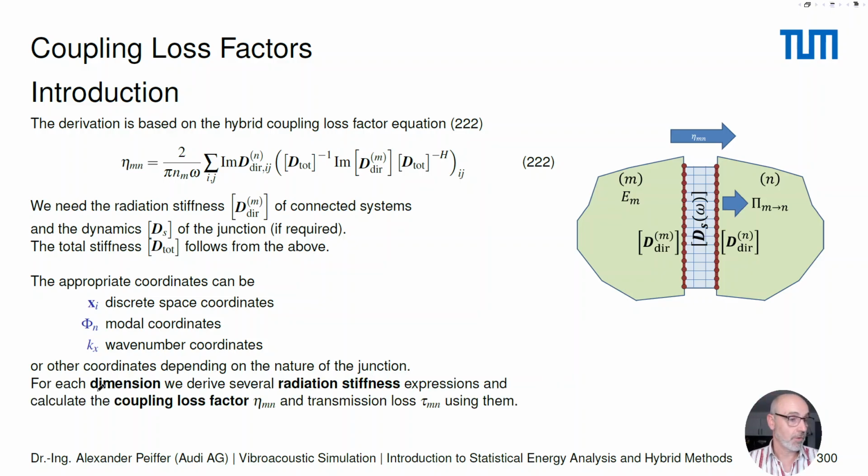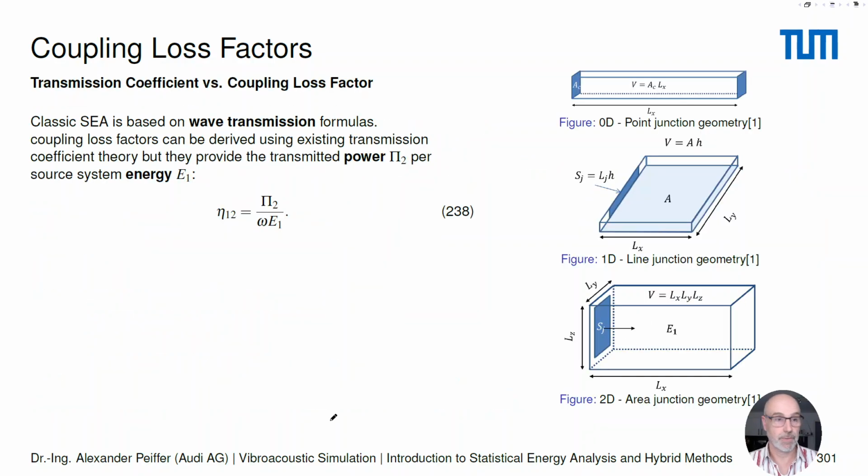Good. So for each dimension, we will derive now in the following several radiation stiffness expressions. So point radiation stiffnesses, line stiffnesses, and area stiffnesses. And we will calculate the coupling loss factor out of it, but also the transmission loss or the transmission coefficient, using the expression here above.